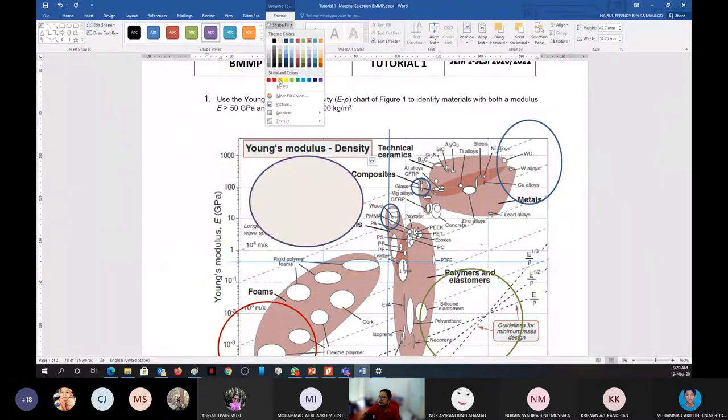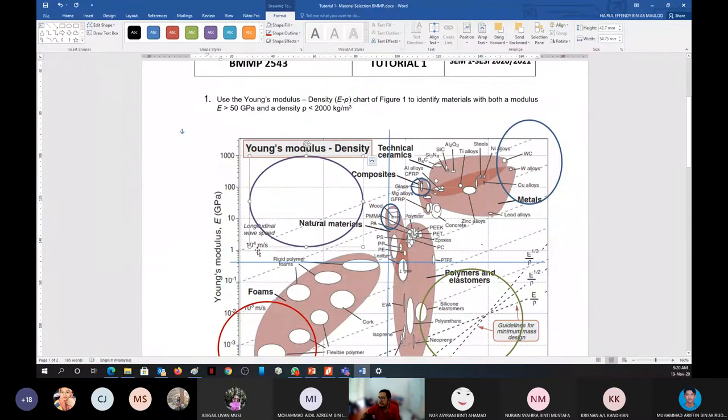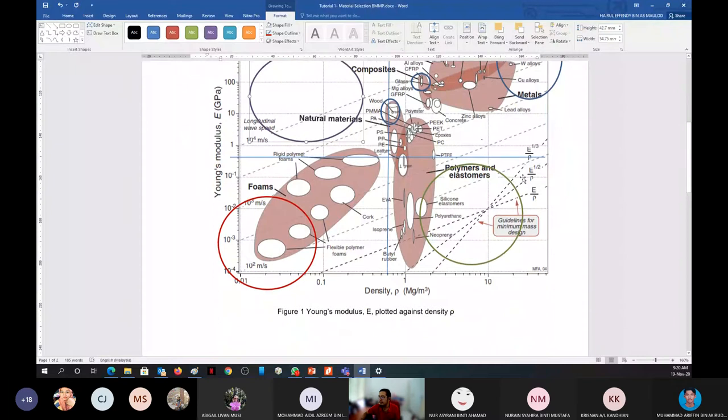Then you can say this, all the materials over this side satisfy the criteria of light but stiff. Okay, stiff and light. This one would be heavy and stiff. This one is soft and stiff. Soft and heavy. This one would be soft and light.